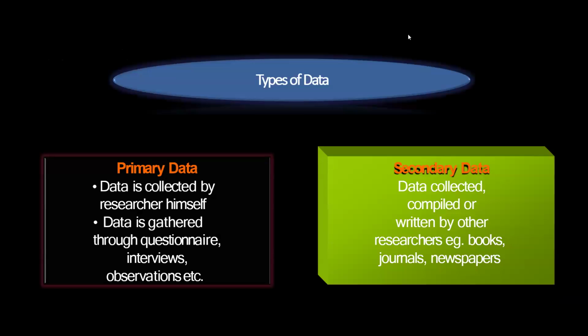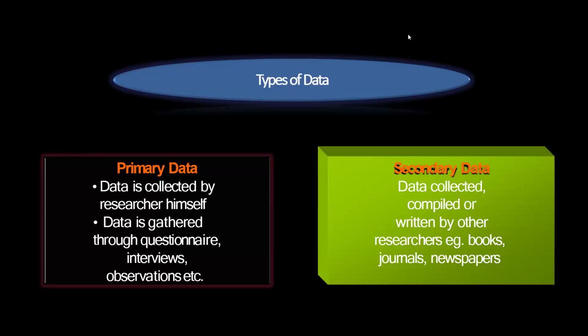Okay, there are two types of data. The first one is primary data, and the next one is secondary data. So what is primary data? Data collected by the researcher himself or herself, gathered through questionnaires, interviews, and observations. Here the researcher takes time and effort, prepares a questionnaire, analyzes each and every question, and makes sure these questions are valid and needed for the research purpose.